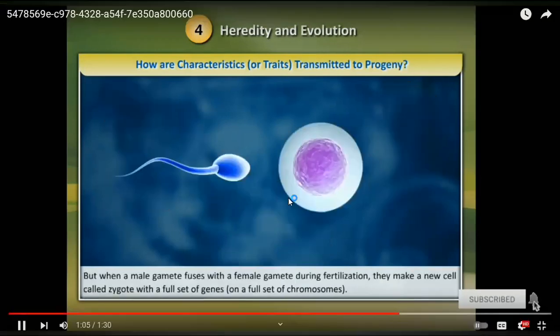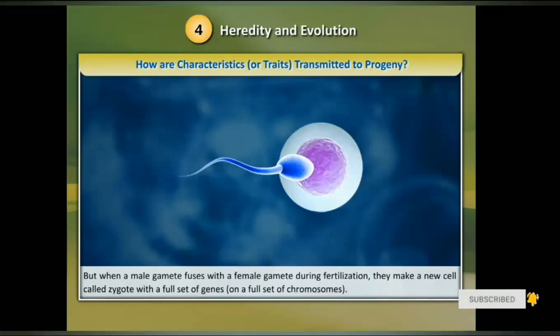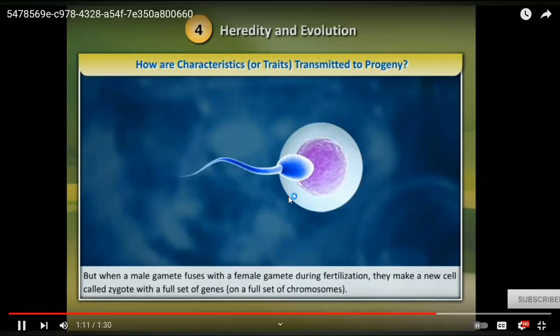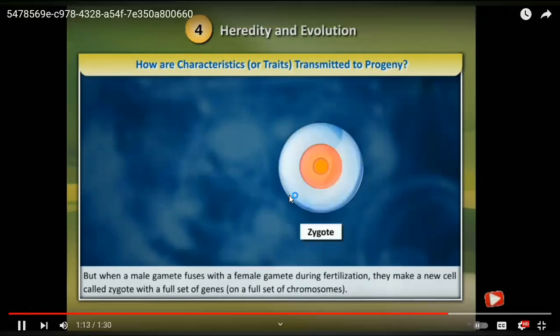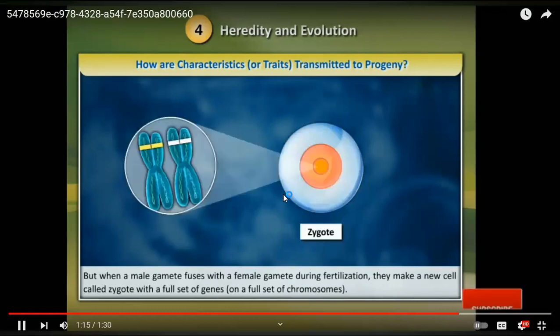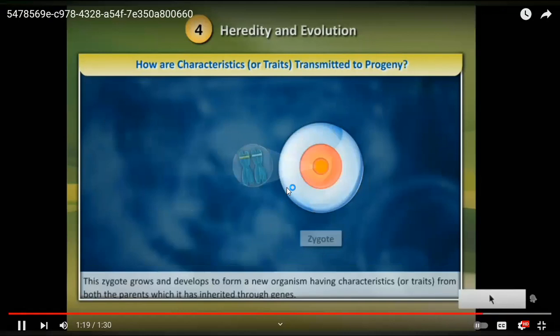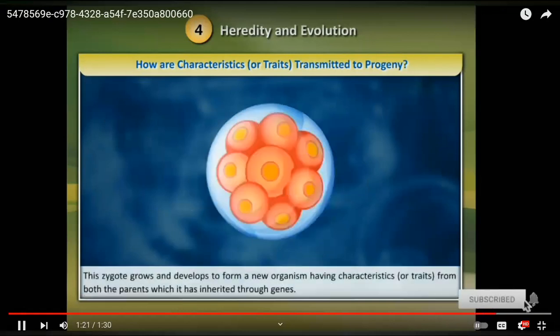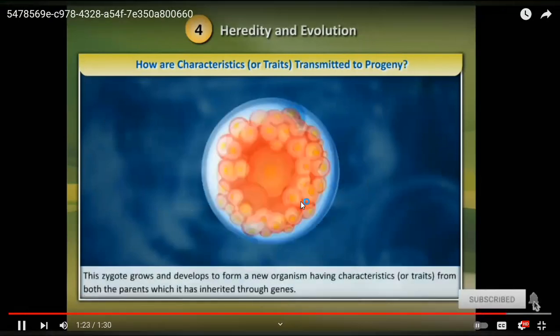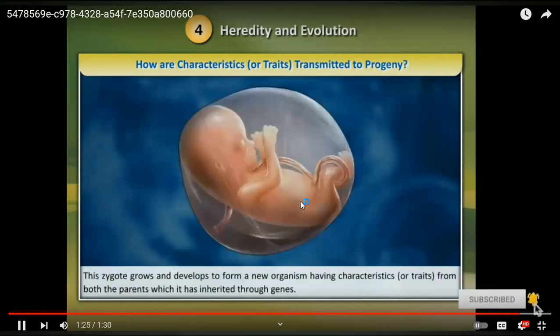But when a male gamete fuses with a female gamete during fertilization, they make a new cell called a zygote, which has a full set of genes or a full set of chromosomes. This zygote grows and develops to form a new organism having characteristics or traits from both the parents, which it has inherited through genes.